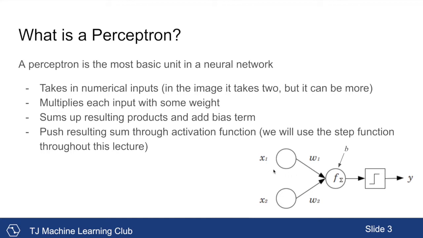So what a perceptron does is it takes in some sort of numerical input, and it can take any number of these inputs. In this picture, we have two numerical inputs coming in, x1 and x2. The perceptron then multiplies each numerical input with a weight. Each input has its own weight. Then it sums all of the resulting products and adds a bias to this sum. So we take the weighted sum of all the inputs, add the bias, and then we get our sum here. Then we push this resulting sum through a step function. Basically, if the resulting sum is positive, we output 1, and if it's negative, we output 0. That is what this line represents here.